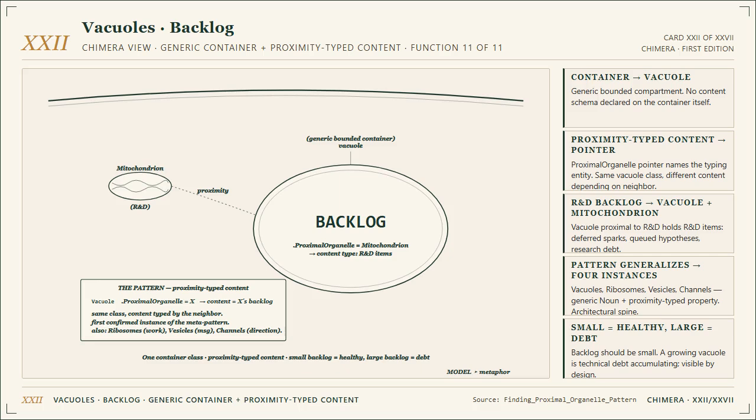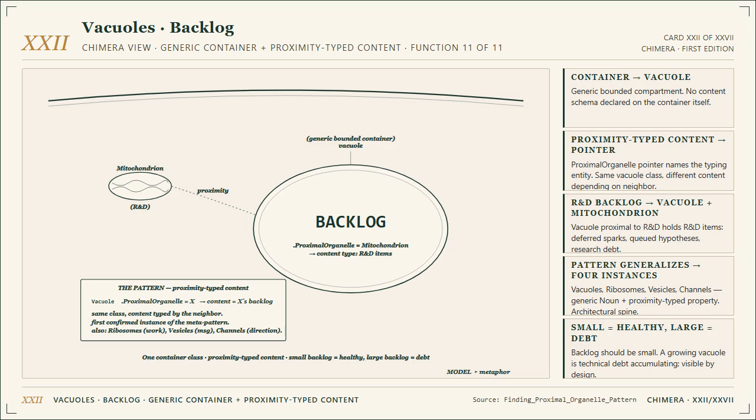Card 22, Vacuoles, Backlog. This is Backlog, the cell's storage function, zoomed in from the company view on cards 10 and 11. On the upper left, a small mitochondrion, that's R&D. On the right, a large bounded compartment with the amber Backlog label inside. The vacuole between them, a dashed line marked proximity. Here is the architectural point of this card.